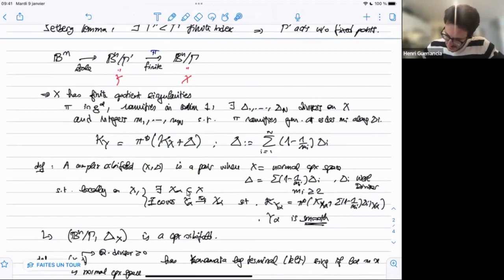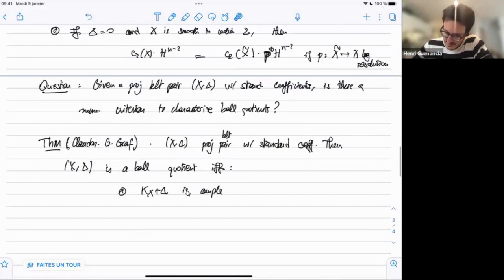Right, here. If you have a ball quotient here, B^n mod gamma, then you have this ramification formula that tells you that the canonical divisor of Y is ample, because the Bergman metric on B^n descends to a positively curved metric on K_Y, and K_Y is the pullback of this bundle K plus delta on X, and because pi is finite, ampleness descends. And so you know that ball quotients, once you consider the boundary divisor, have to be canonically polarized. Okay, so this is not very surprising.